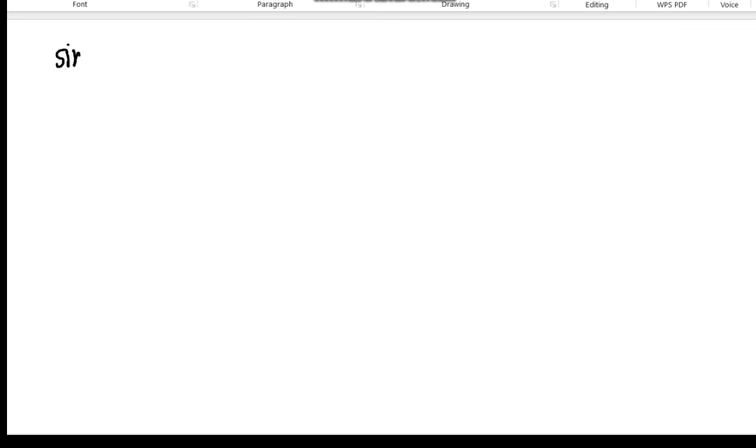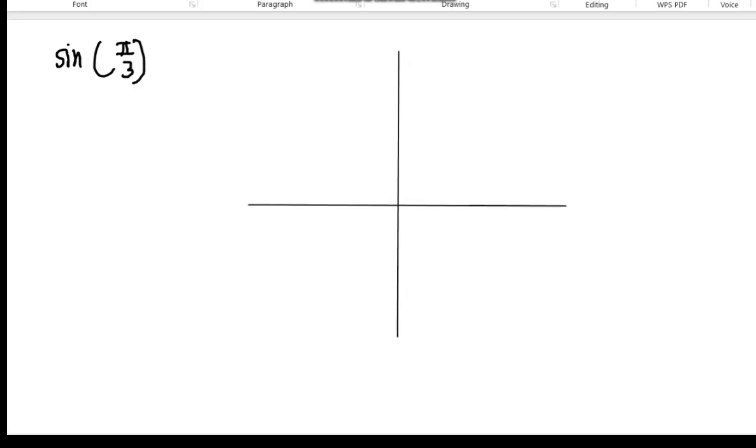Okay, let's do more. What if we now have radians? What are we going to do? You can pause the video and solve. Find the value of sine pi over 3. What we can do here is just convert it into degrees. We already know how to convert. We're just going to multiply by 180 over pi. So pi will cancel and we got this.